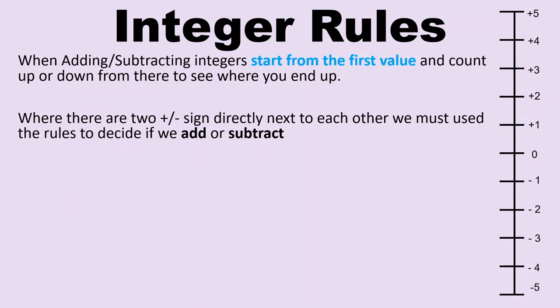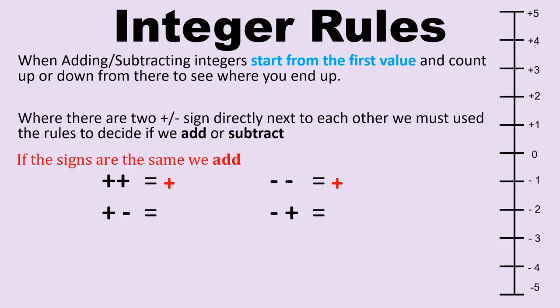When there are two signs directly next to each other, so two positive signs, two negative signs, a positive sign and then a negative sign, or a negative sign and then a positive sign, you need to know the rules to decide whether you should add or subtract. So when we see two positive signs, you're adding a positive number, we know that we are going to add. The value is going to go up, whether it's getting less negative or if it's already positive, it's getting more positive. While if we're subtracting a negative value, we are going to add as well. If the signs are the same, we will always add.